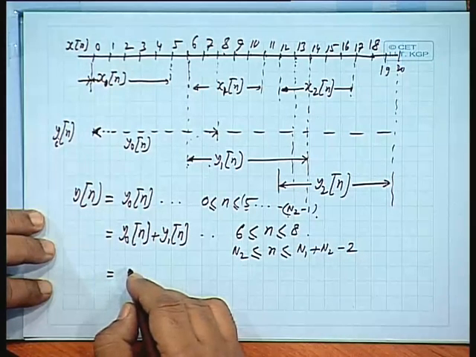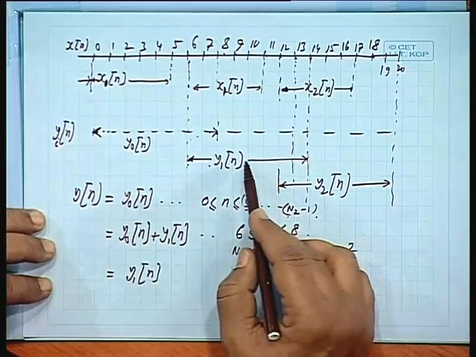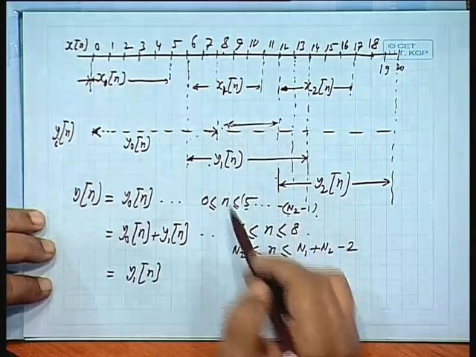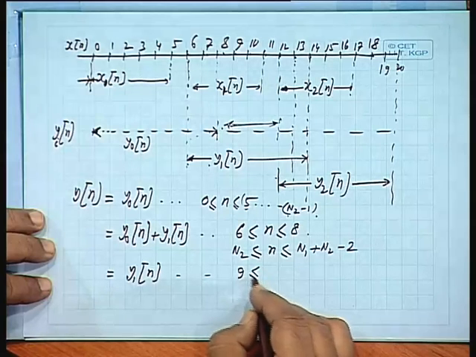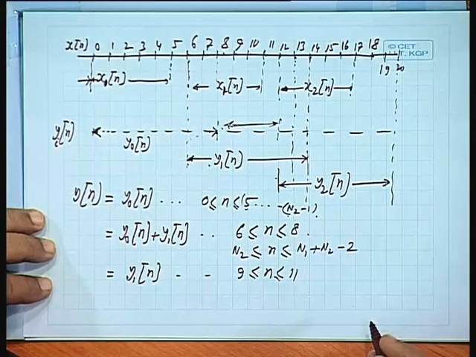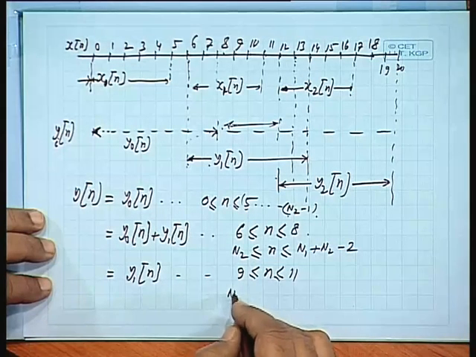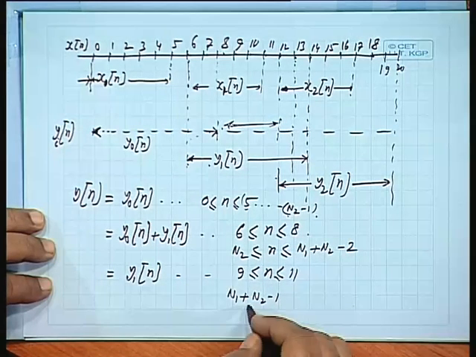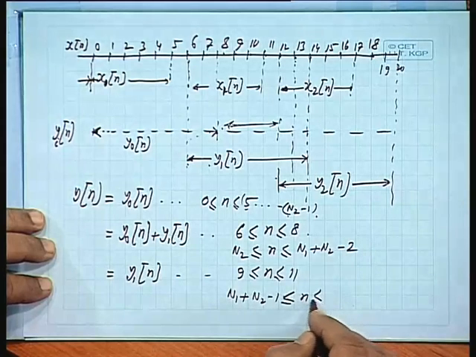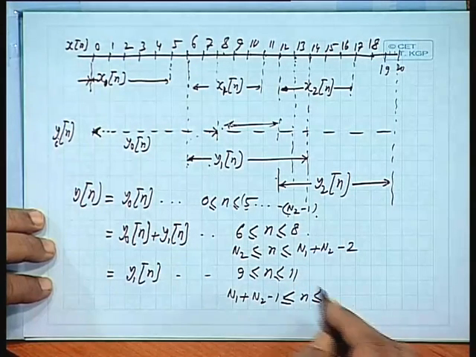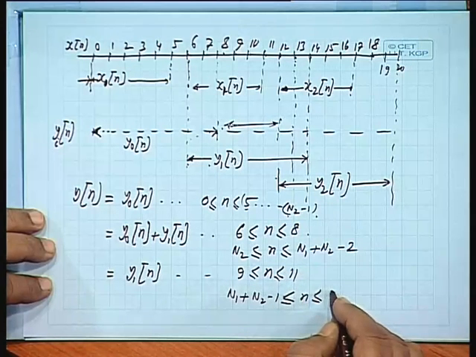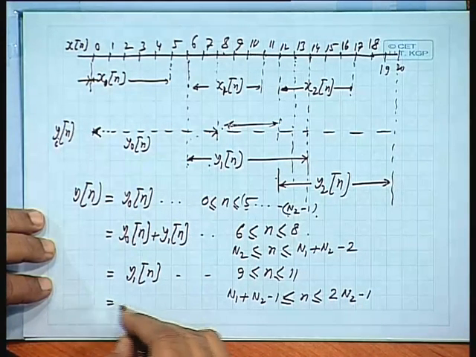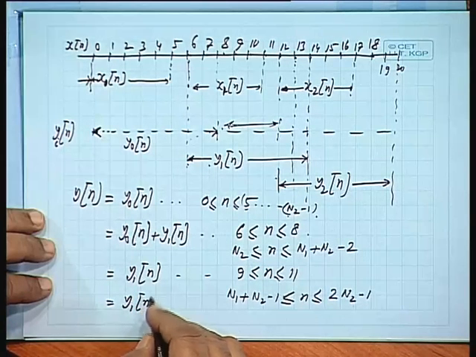Next, it will be only y_1[n] for some time, from this point to this point. From 9 to 11. So, what should this be? n1 plus n2 minus 1. This was ending at minus 2, so it should be again from minus 1. How much is this? This is 2 times n2 minus 1. So, you can write this sequence again. Next, it will be y_1[n] plus y_2[n].